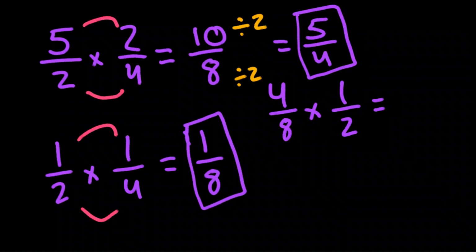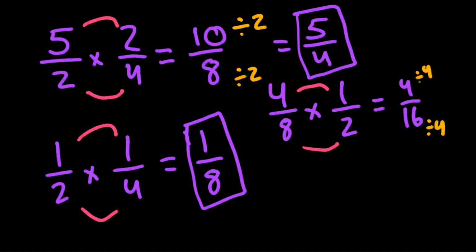Now for this last one, we do the same thing. 4 times 1 gives us 4, and 8 times 2 gives us 16. This can be reduced by dividing by 4. So we divide the top by 4 and the bottom by 4, and this gives us our final answer, 1 over 4. And that's it.